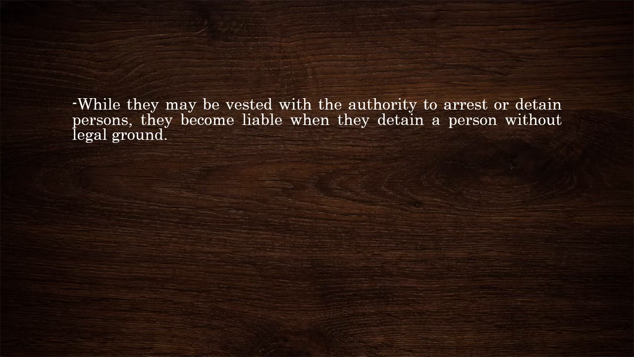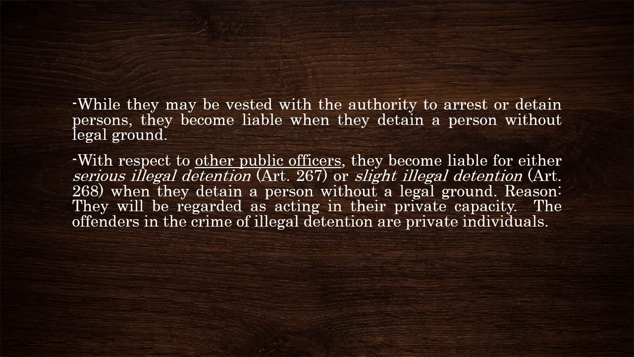Now, while they may be vested with the authority to arrest or detain persons, they become liable when they detain a person without legal ground. How about other public officers who are not vested with the authority to arrest or detain persons? Can they become liable for arbitrary detention in Article 124? The answer is no. If these other public officers detain a person without legal ground, they become liable for some other crime but not in Article 124.